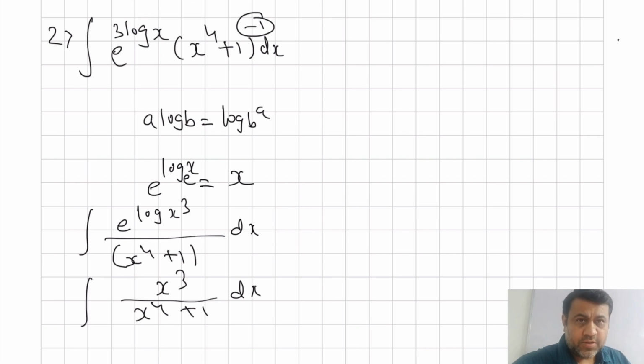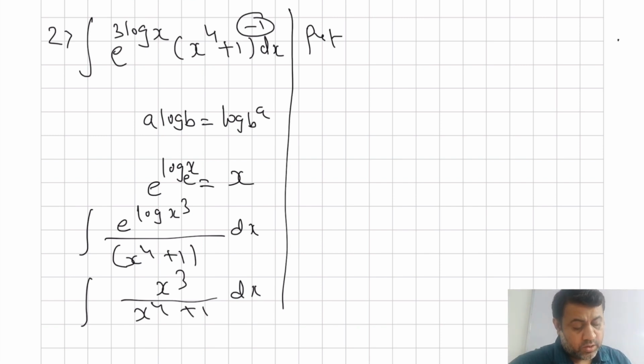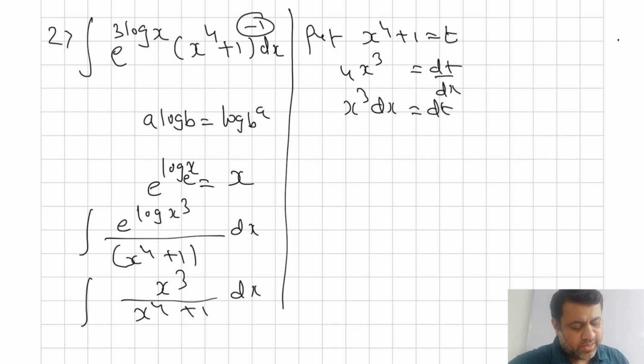Now what next? It's very easy to observe that x power 4, if I differentiate, somehow I can get x cube. So what I'll do here is I'll put x power 4 plus 1, this entire thing as t. So what is the derivative of x power 4? 4x cube, derivative of 1 is 0, derivative of t is dt by dx. Take dx on the other side, so x cube and dx will get me dt by 4. So this entire numerator x cube dx now can be simply written as dt by 4.